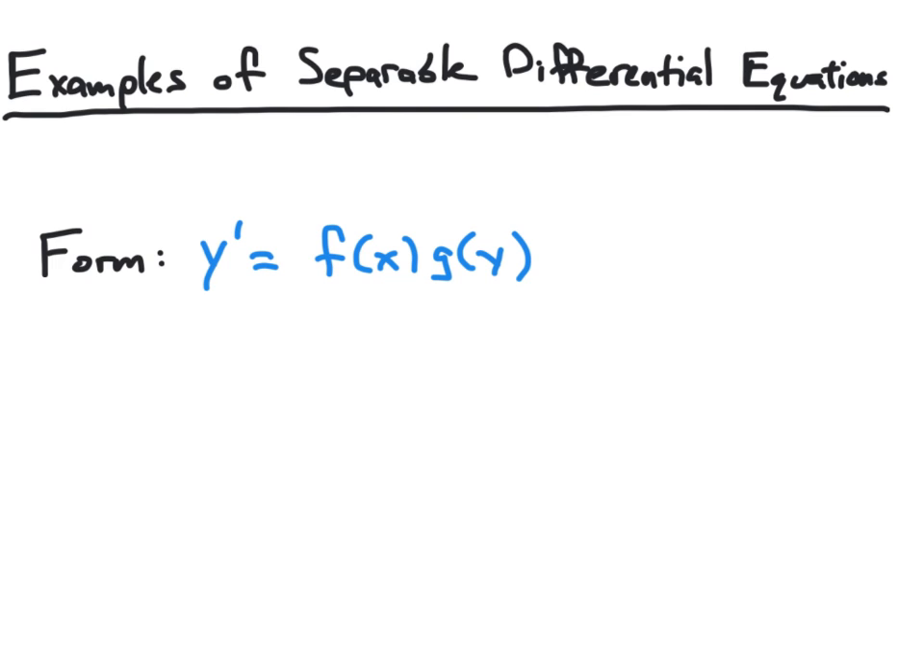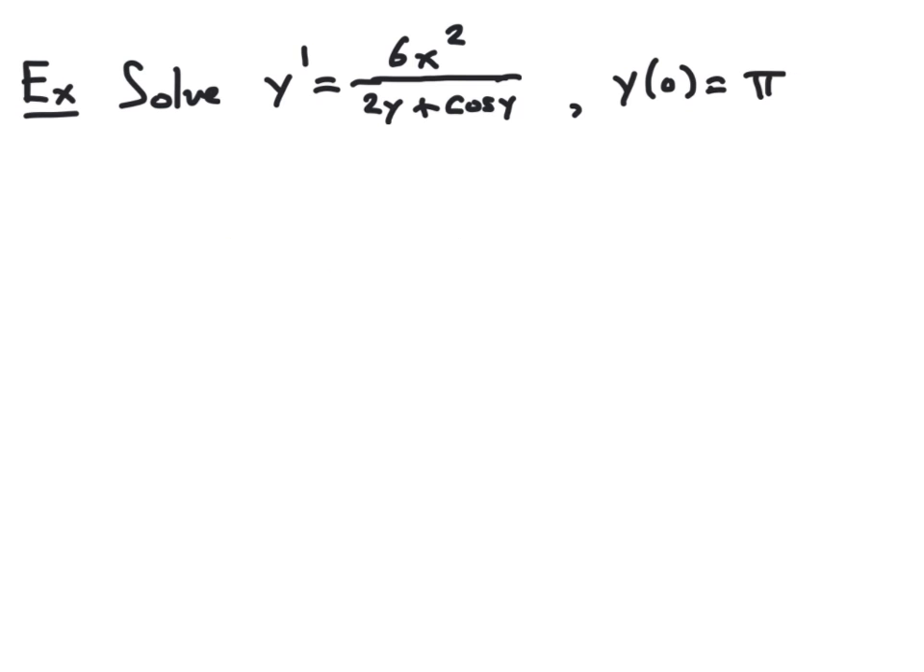When we have a differential equation of this form, we can solve it by moving all of the y terms to one side of the equation and moving all the x terms to another side of the equation, and then integrating both sides with respect to the given variable. In our first example, we want to solve the equation y prime equals 6x squared over 2y plus cosine y with the initial condition y of 0 equals pi.